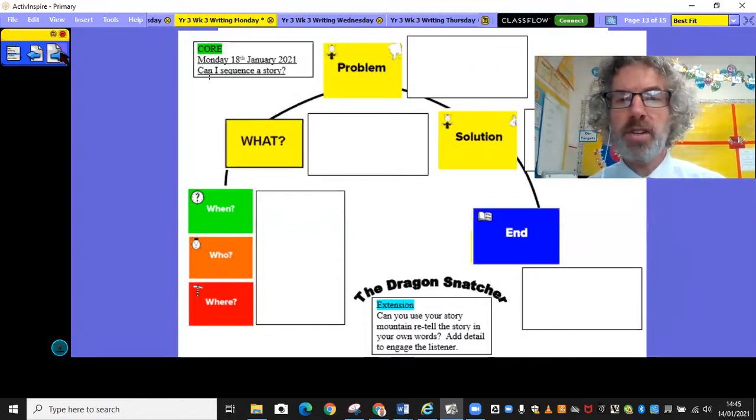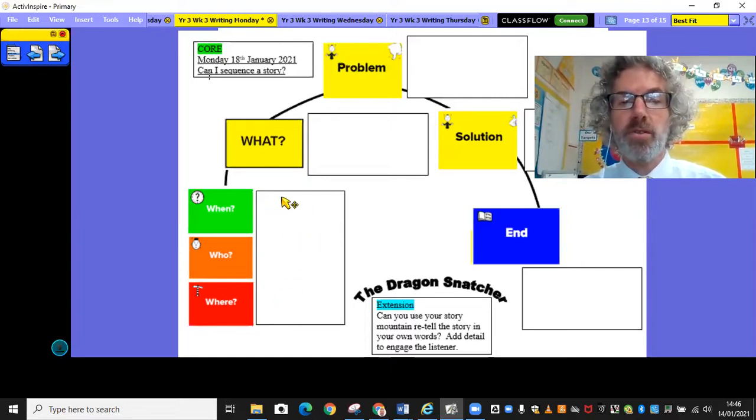So here is your task today. This is the core task. You've got another story mountain here. This time though, instead of having pictures, I'd like you to do some writing, please. Now, don't worry, you haven't got to try to write out the whole story. You don't have to remember the whole story in lots of detail. I would like you in each of these empty boxes to write some notes. I suggest some bullet points answering each question.